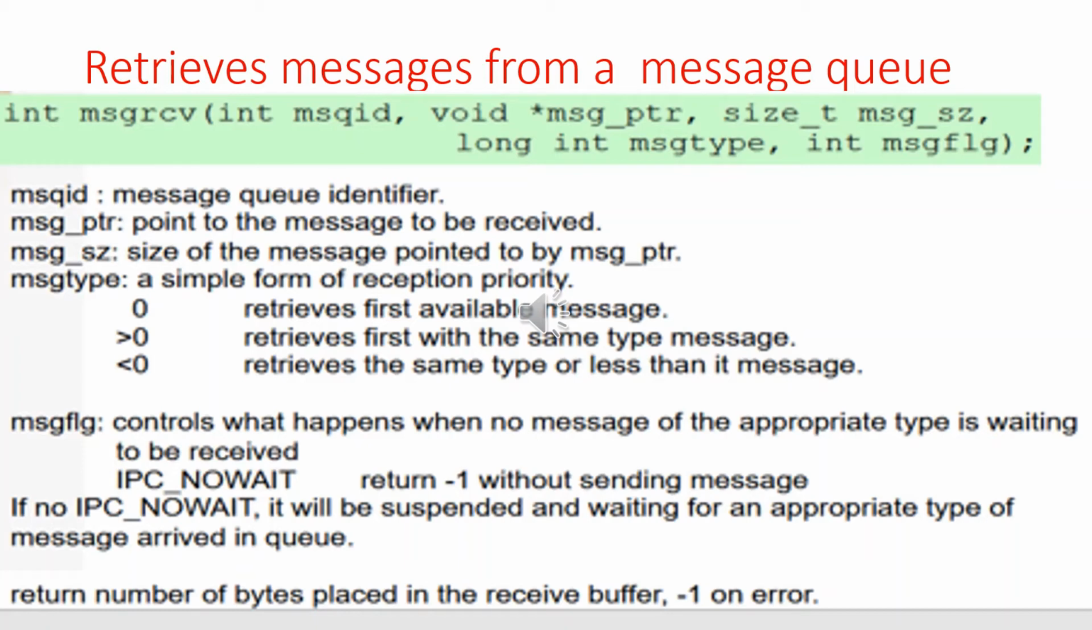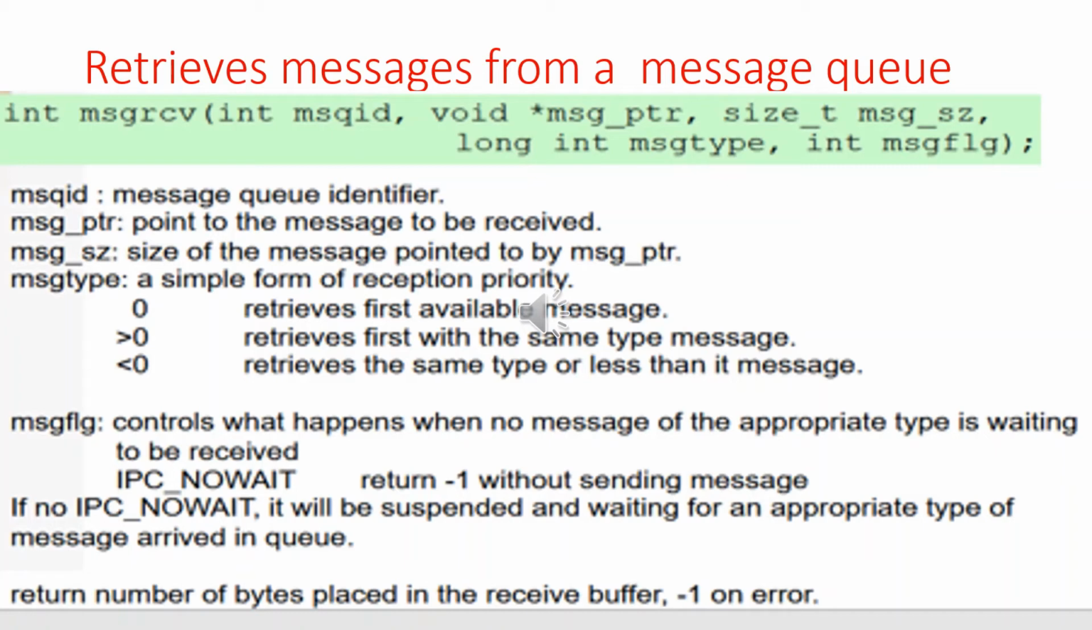Here msqid is the message queue identifier, msgptr points to the message to be received, and msgsz is the size of the message pointed to by the message pointer. msgtype is a simple form of reception priority: 0 retrieves the first available message, greater than 0 retrieves the first message with the same type, and less than 0 retrieves a message of the same type or lower.